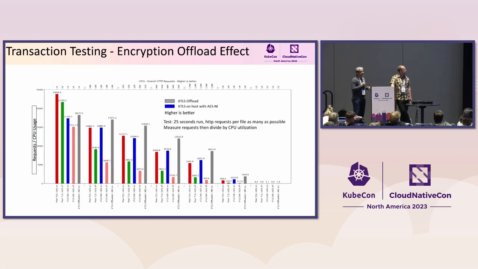Then the other way we look at it is as transactional. So how many requests can you do for a given set of CPU cycles? Again, as you see in here, as the file sizes grow, then we get better performance. Again, compare the gray to blue, but also when we have very short transactions, you could see that user plane becomes more performant, if you want to put it that way.